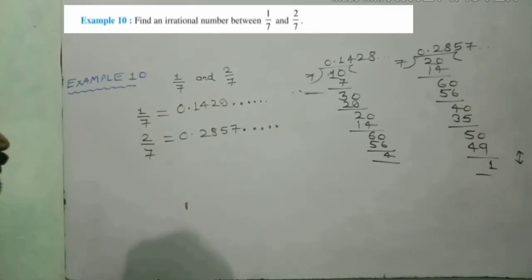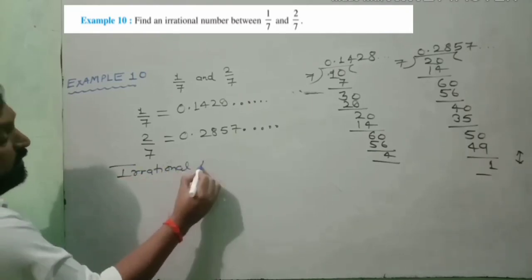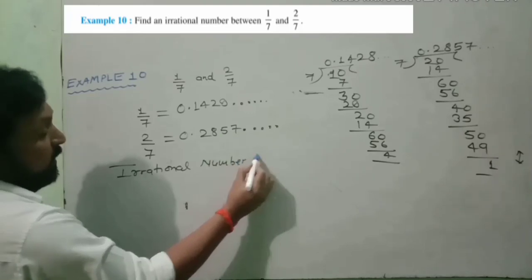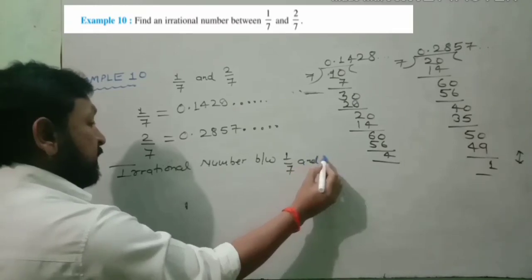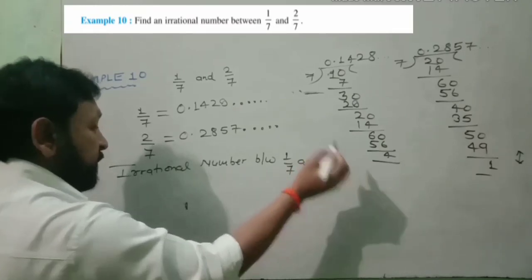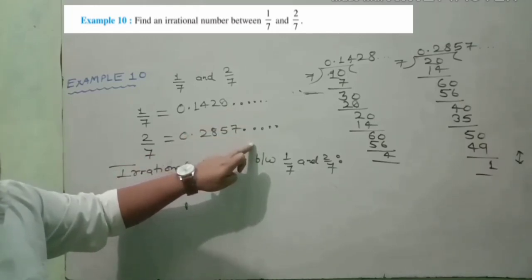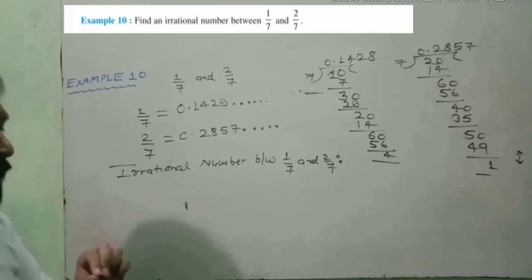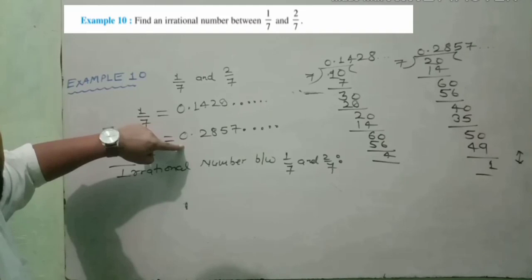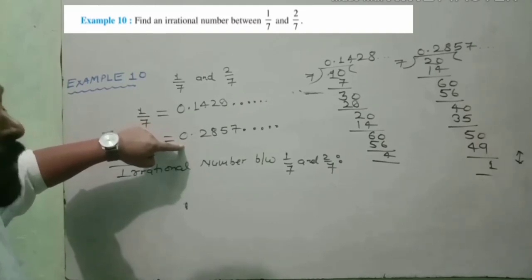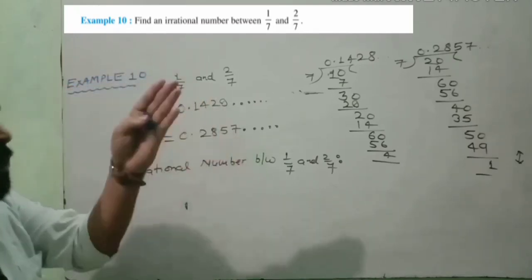Now the question was for an irrational number between 1 upon 7 and 2 upon 7. We have to find an irrational number, and this is a case of non-terminating, non-repeating decimals. So just write any number which comes between these two, having a non-terminating, non-repeating type of decimal expansion. Just see it, 0.14. This will go on.